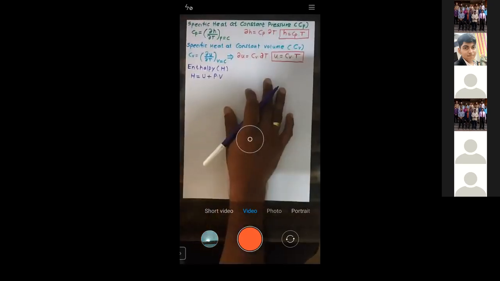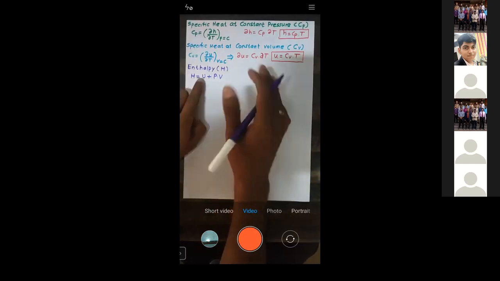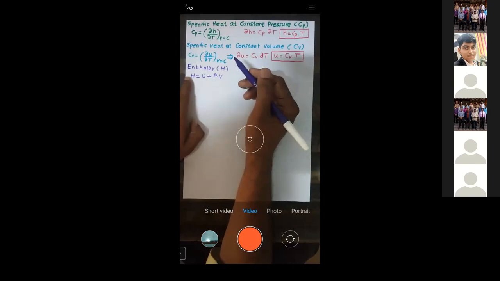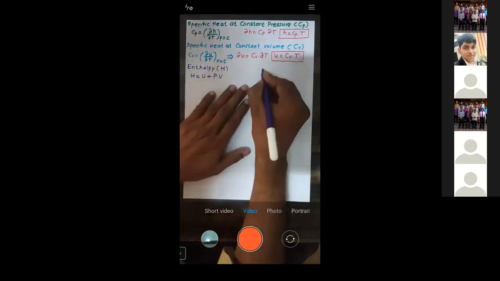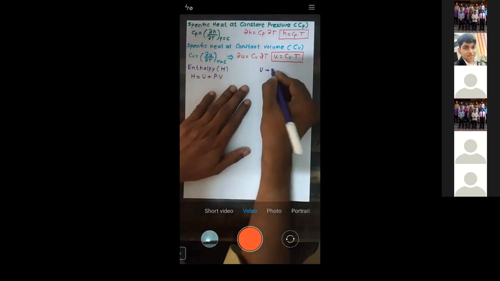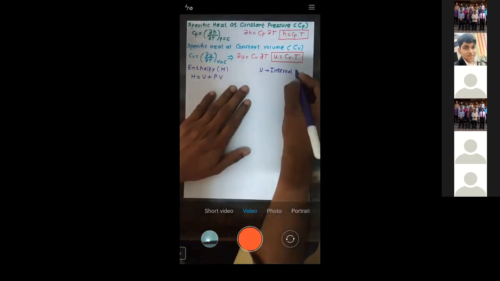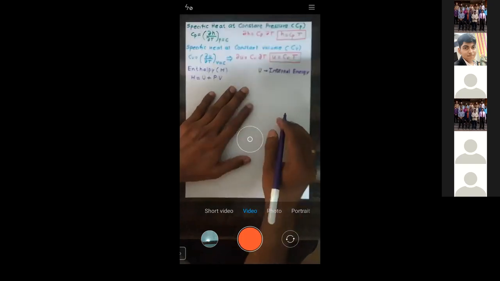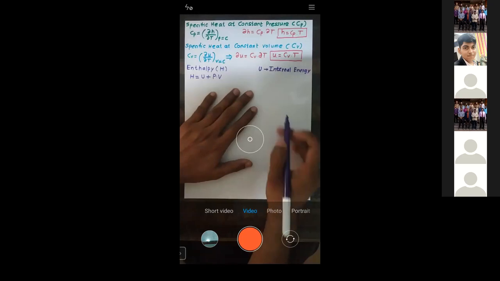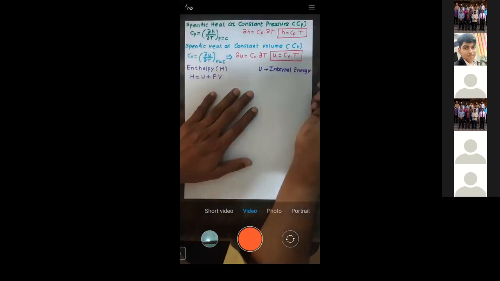U is called internal energy. I will just brief you afterwards. Enthalpy is the addition of internal energy plus PV. If you want, I'll just write down U: U is the internal energy. So enthalpy is the addition of internal energy plus PV.